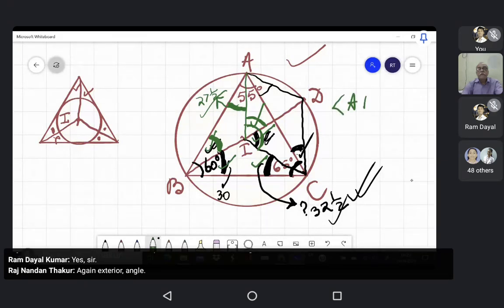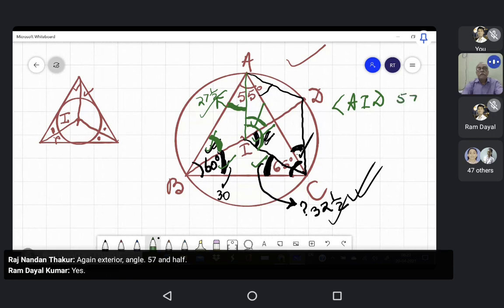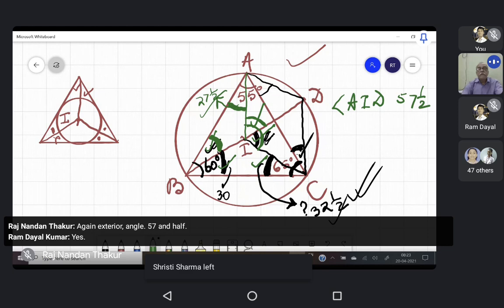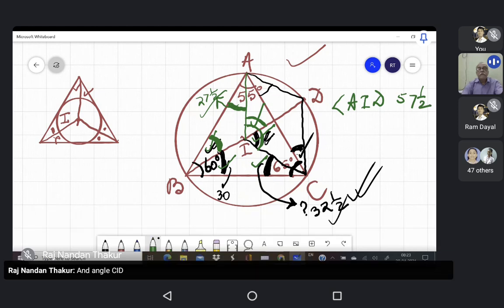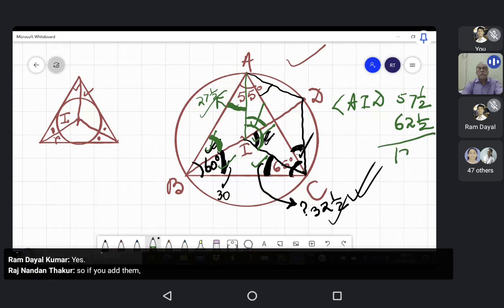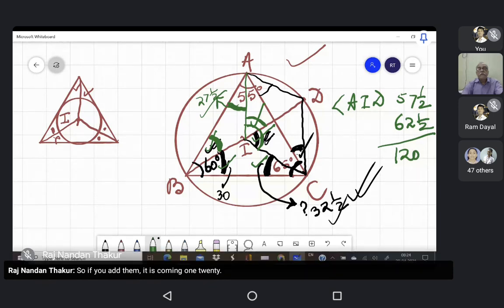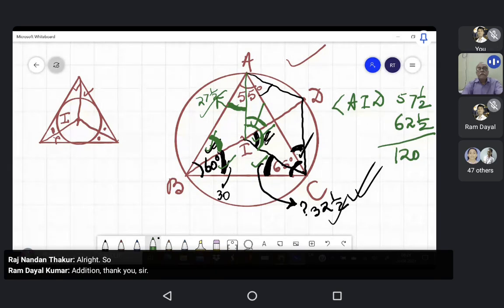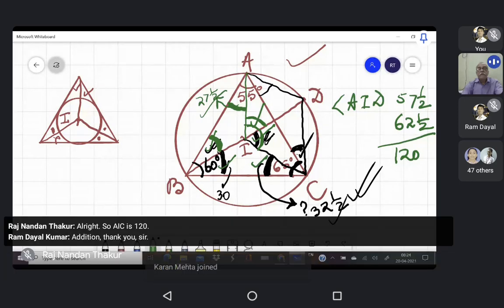Again, exterior angle. Yes, sir. 57 and a half. And angle CID we have calculated, 62 and a half. Or not? Yes, sir. So if you add them, it is coming 120. Alright. Thank you, sir. So AIC is 120 degrees.